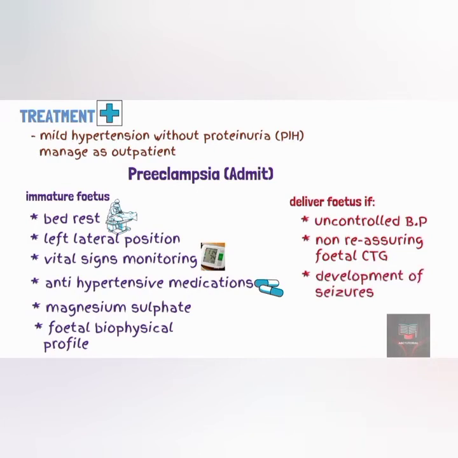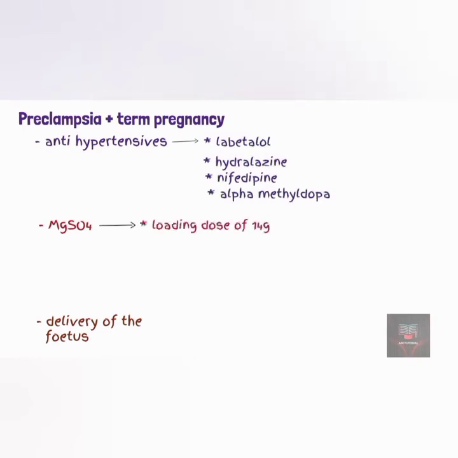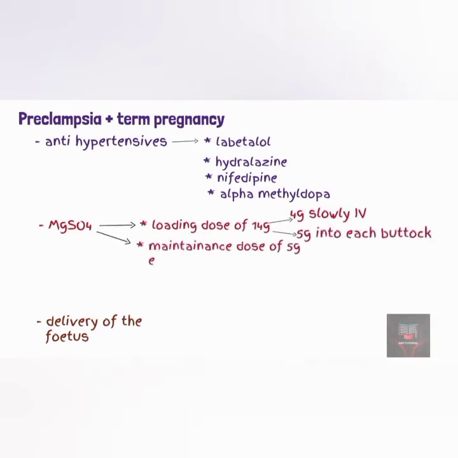In a woman with preeclampsia in which the pregnancy is term, the management involves three phases: administration of antihypertensive medications, magnesium sulfate administration, and delivery of the fetus. Antihypertensive medications usually given in pregnancy include labetalol, hydralazine, nifedipine, and alpha-methyldopa. The magnesium sulfate is usually given as a 14 gram start, which involves 4 grams given slowly intravenously and 5 grams into each buttock. They are then maintained on 5 gram magnesium sulfate given every 4 hours.